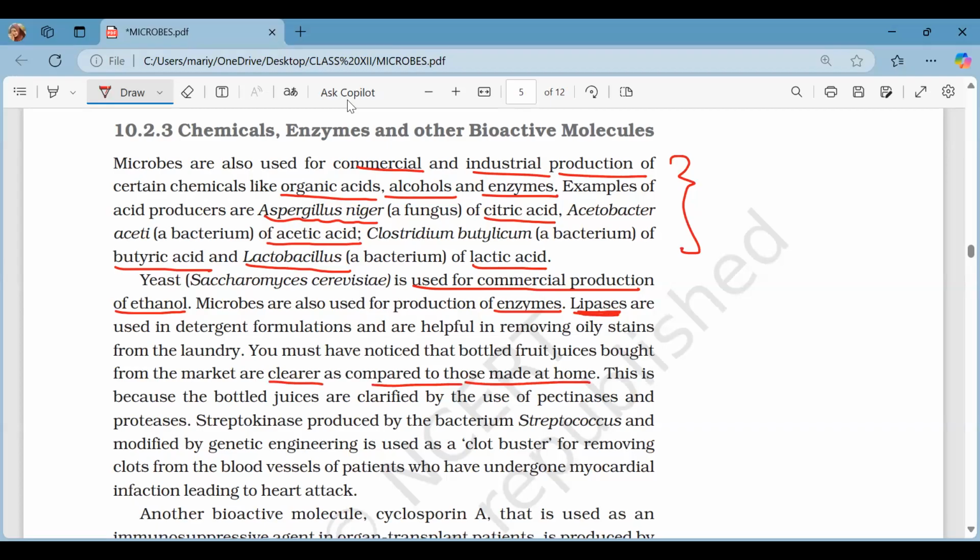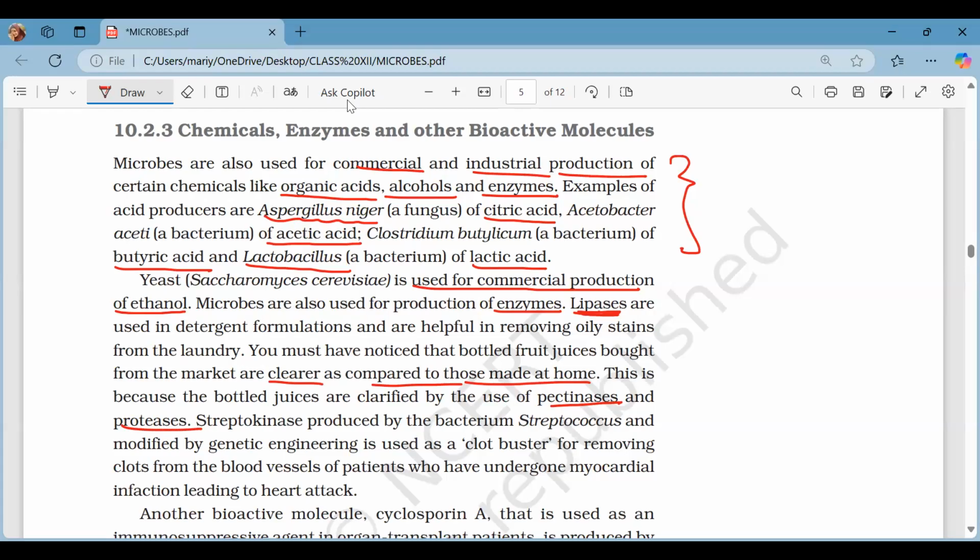Now, the bottled fruit juices are clearer as compared to those made at home. Why? Because they are clarified by the use of pectinase. For example, if anyone makes juice at home, the pulp of the fruit also goes there. But in the store-bought juices or the Tetra Pak juices, you might have seen that it's clear. Why? Because enzymes are added to it, pectinases and proteases. Clear?